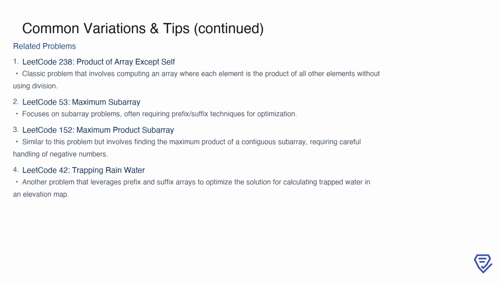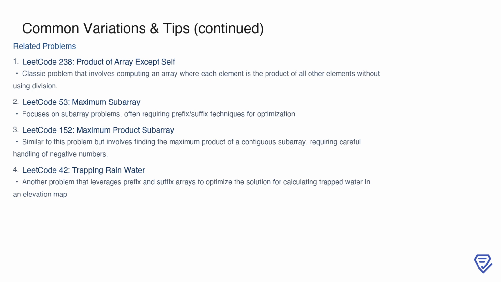This problem is closely related to others that often appear in coding interviews. For instance, the product of array except self problem itself is a classic example, requiring you to compute an array where each element is the product of all other elements without using division. Another related problem is maximum subarray, which focuses on finding the subarray with the largest sum, a task that can also benefit from prefix and suffix techniques.